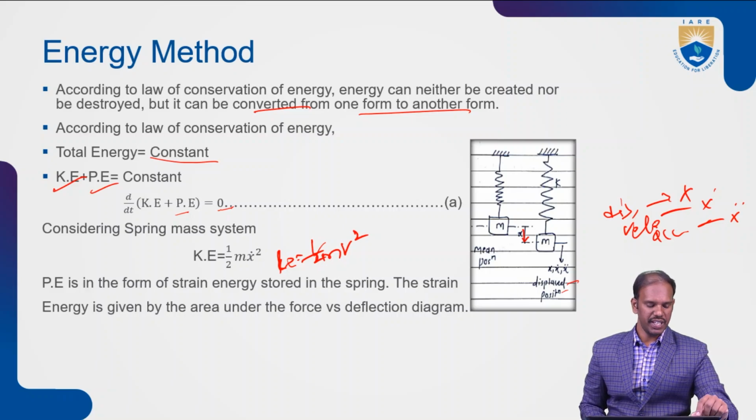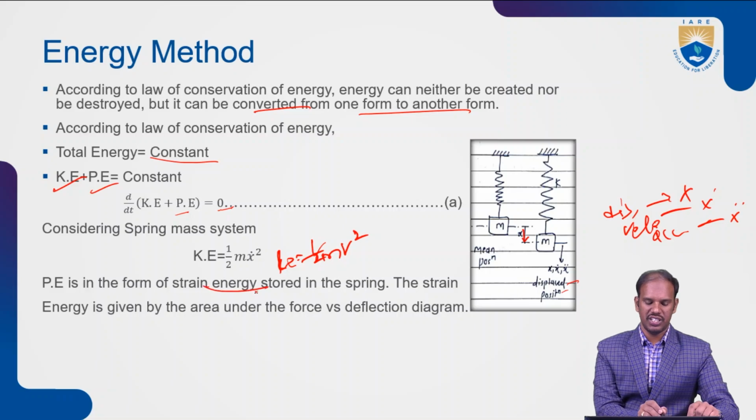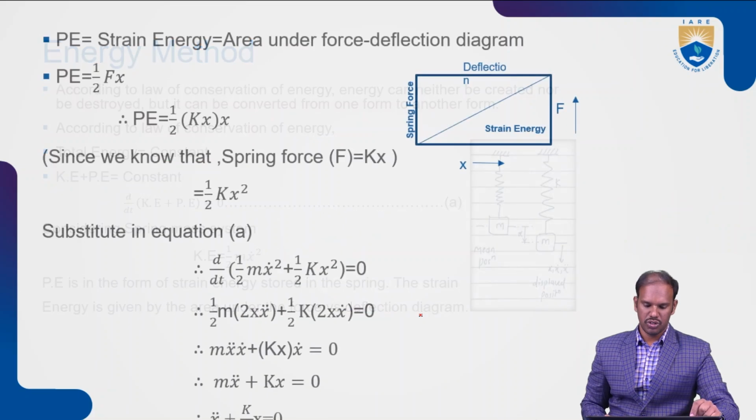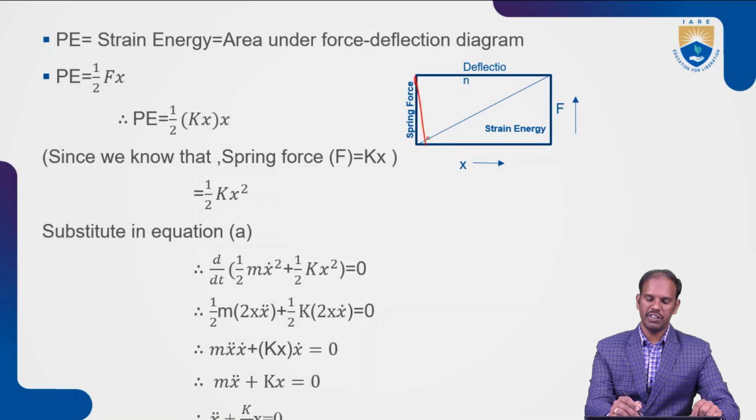The P is in the form of strain energy stored in the spring. The strain energy is given by the area under the force-deflection curve. So you can check there is a spring force. If it is given, the strain energy increases. If there is a spring force, then there is strain energy. In this, deflection is set upwards and the force is taken on the left side.